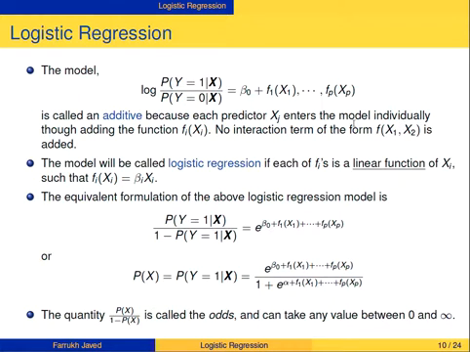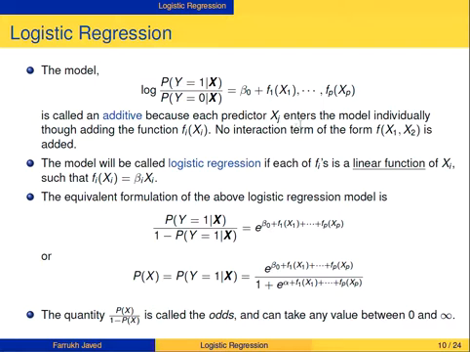So the model in general will be like that. Since we have only two categories, say y equals 1 and y equals 0, two response variables, the logit function is equal to beta naught plus functions f1(x1) up to fp(xp). This is called additive because each predictor enters the model individually through adding the functions. So now we are adding up all the functions together. So this is a nonlinear and additive function.